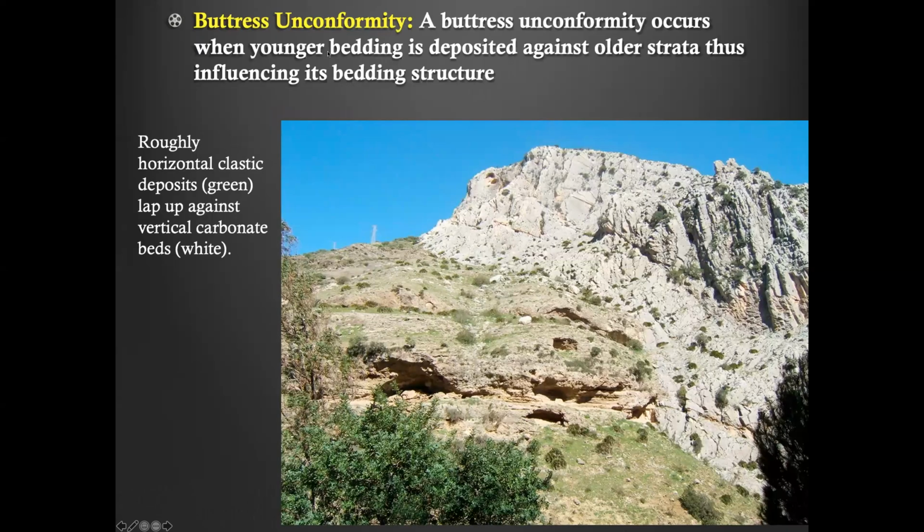Finally, the buttress unconformity. A buttress unconformity occurs when younger bedding is deposited against older strata, thus influencing its bedding structure. And if we look really carefully here, what we're seeing here in the white is a very steeply dipping carbonate. It's almost vertical. The bedding plane is the white. Matter of fact, I'll point at it here with my pen. So that's a bedding plane. And so it's dipping very steeply in this direction, very, very steep.